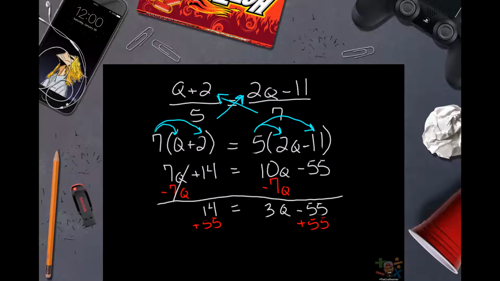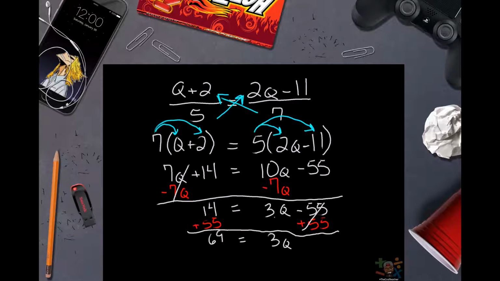Now when I do that, what I'm going to get, ooh, lines are getting mad squiggly around here. Alright, so when I do that, this negative 55 and this positive 55 cancel out. Then I get 3q. I'm going to drop that down. I'm going to drop down my equal sign. Then I have 14 plus 55. 4 plus 5 is 9. 1 plus 5 is 6. Alright? So, I have 69 equals 3q.